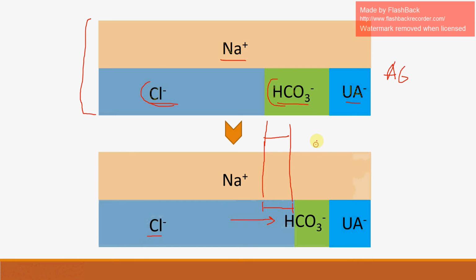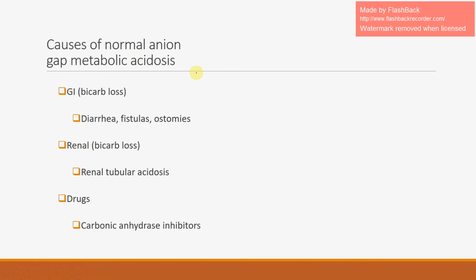So when we look at the anion gap again, it is equal to Na minus Cl minus bicarb. You see that although the bicarb has indeed gone down, the chloride has compensated by going up for an equal amount, so the anion gap is preserved despite this being a metabolic acidosis. So how does this really happen? What are the causes of a NAGMA?